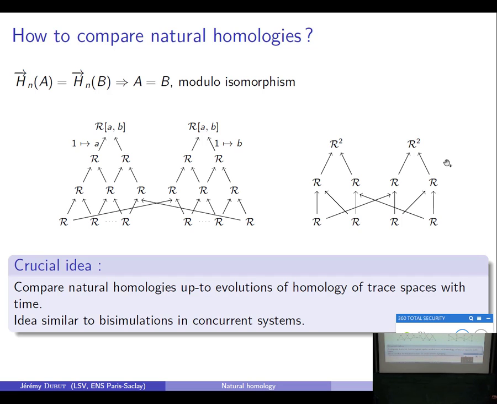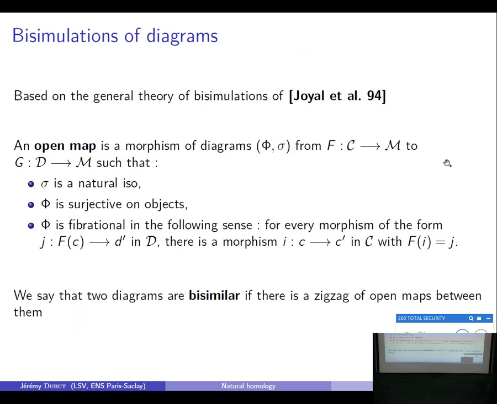And for example, it would be interesting if this, which is the first natural homology of the example I gave you earlier, is somehow equivalent to such a diagram, which is just some copies of R which are interleaved, and on top you have two copies of R2. So there is a general theory of bisimulation, which I will not explain here, and we can make precise the intuition from concurrency theory in our setting.